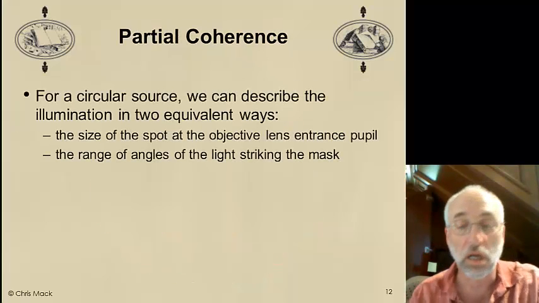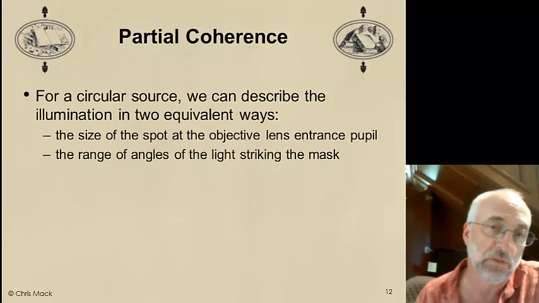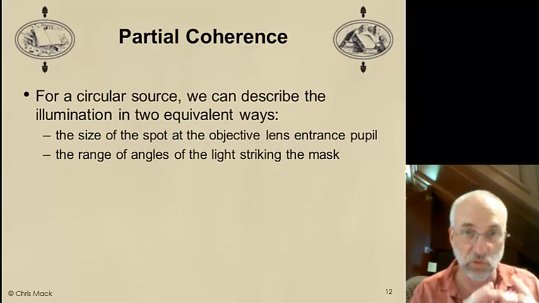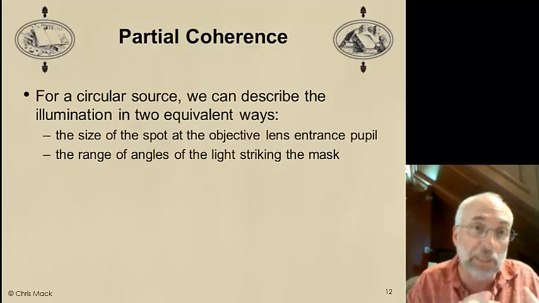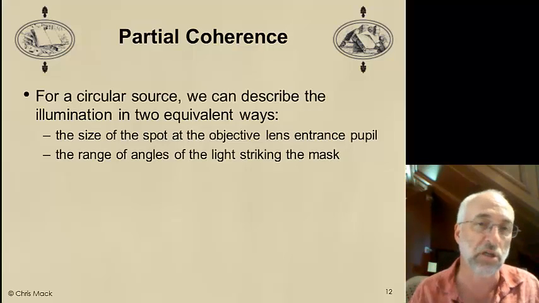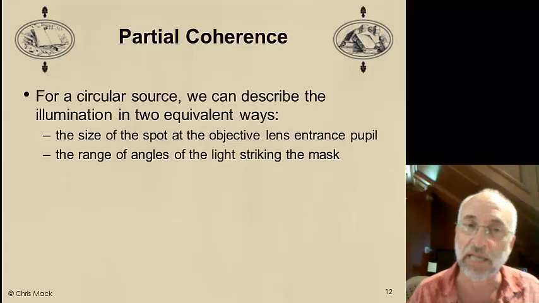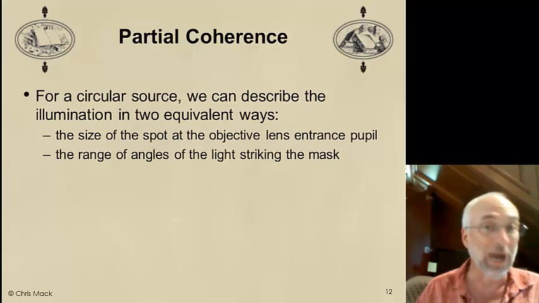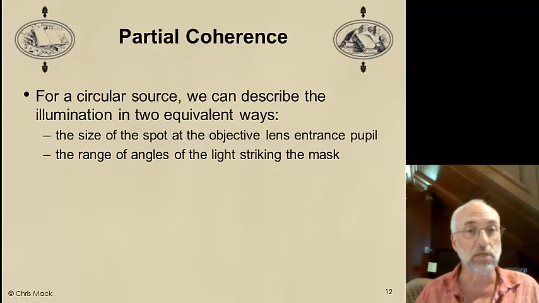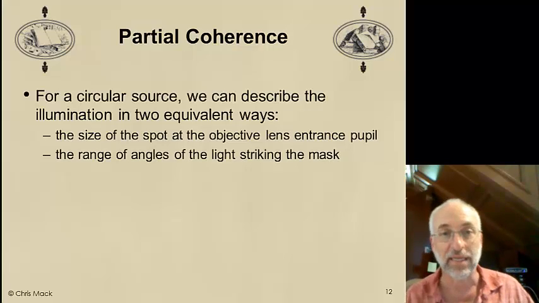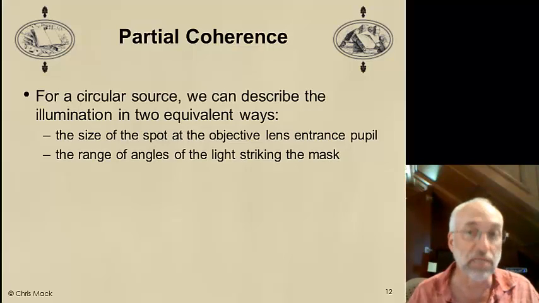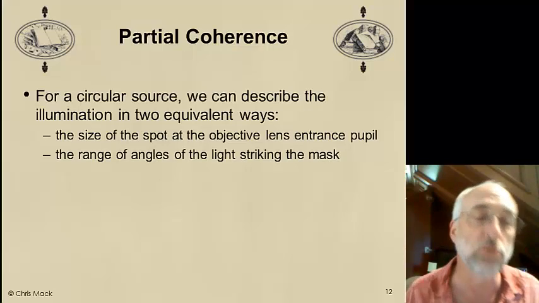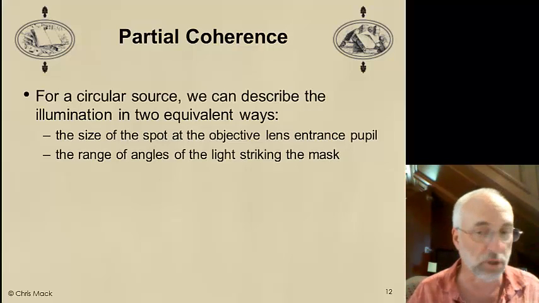So the way we think about partial coherence is like this. Suppose we have a circular shaped source. We can describe this shape in two equivalent ways. The only thing we really need to know is the size. If I tell you it's circular in shape, I can tell you everything if I tell you the size of that source. So I'll explain the size of the source in the following way. I will tell you the size of the spot at the objective lens entrance pupil, or I'll tell you the range of angles striking the mask. Either one, I've told you everything there is to know about the size of that circular source.